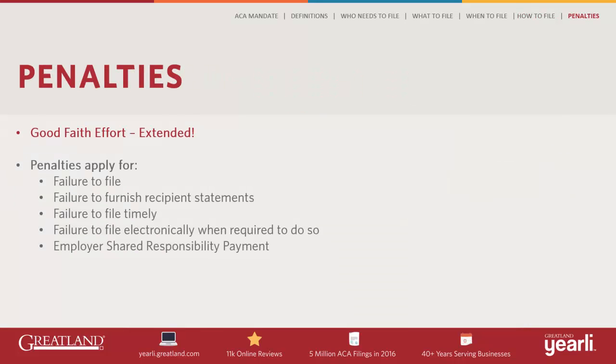For tax year 2015 reporting, IRS announced that it would not impose penalties on a filer for reporting incorrect or incomplete information if the filer could show that it made a good faith effort to comply with the information reporting requirements. On November 18, 2016, IRS announced that it is extending the good faith effort for tax year 2016 reporting.